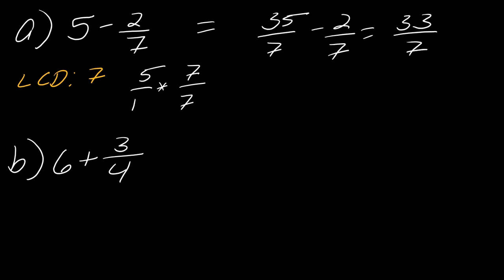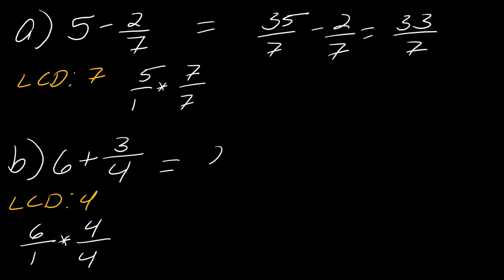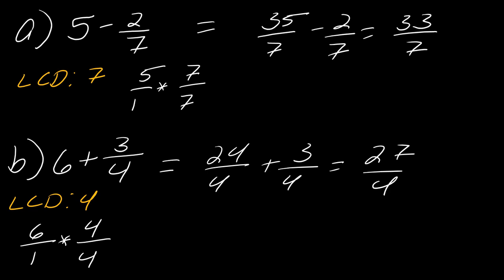Okay, so let's do this one more time. For B here, the LCD that I want in this case is going to be 4. So this 6 needs to be rewritten as a fraction over 4. So I want to multiply the bottom by 4, and whatever I do to the bottom, I do to the top. So here's what I need to do. Now I can rewrite this whole expression as 24 over 4 plus 3 over 4, and that will equal 27 over 4.